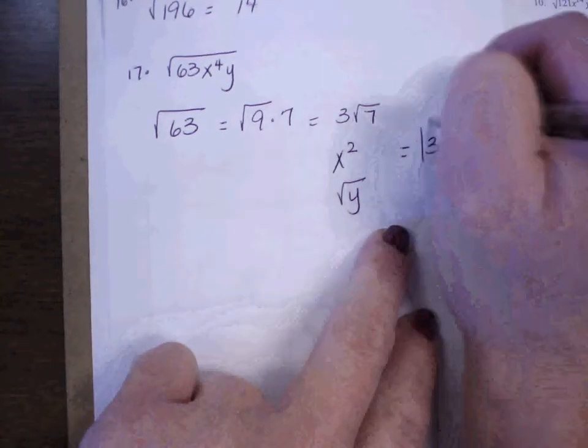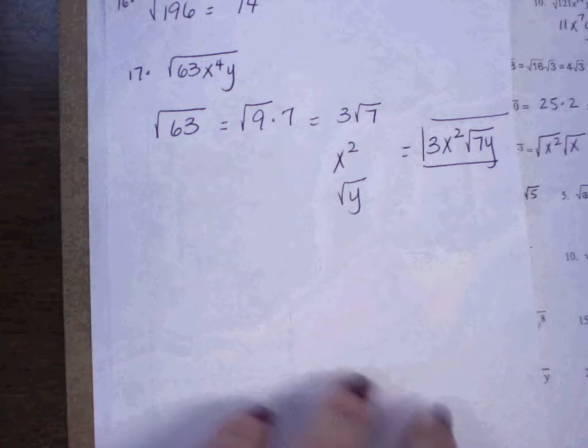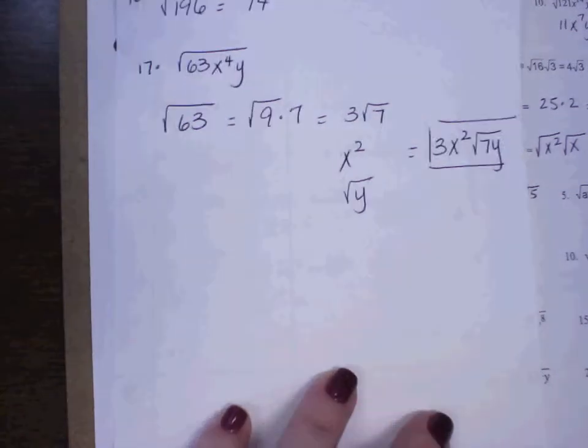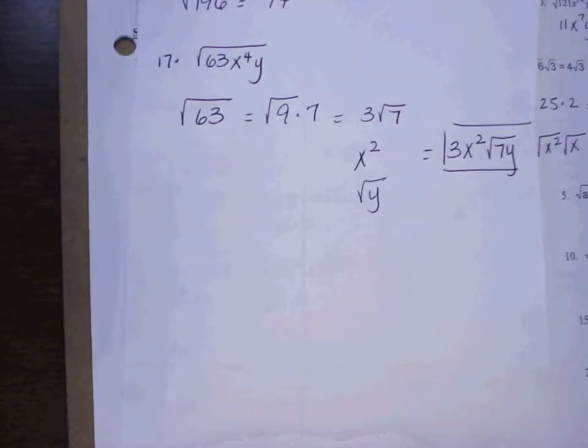3. All right. So 3 and x squared go outside, and then inside the square root would be 7 and y. Yay? All right, give me a number 1 through 4. How do we feel about this?